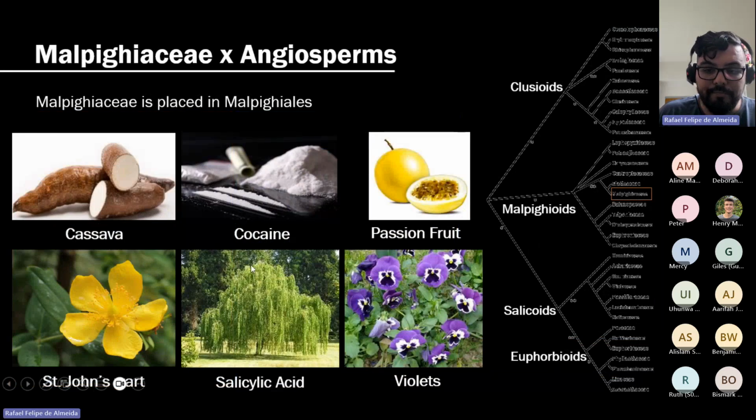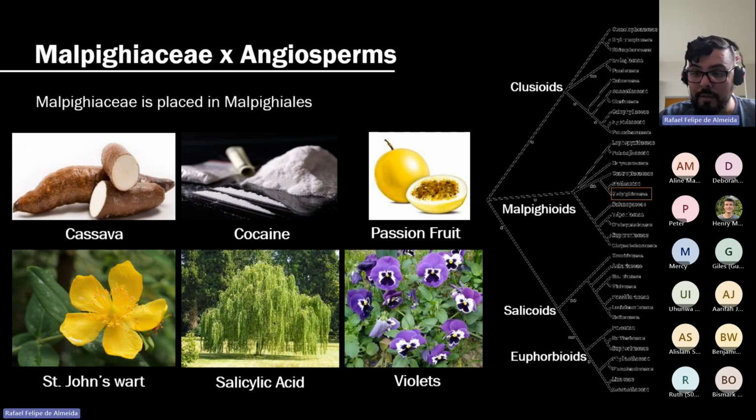So with the cassava crops, the passion flower fruit, and other important plants as ornamentals like the violets, the Salix genus for giving us the salicylic acid, a very important medicine used to this day. Of course, the cocaine is not important, but it is important in some aspects. And the St. John's wort, which is the family Hypericaceae.